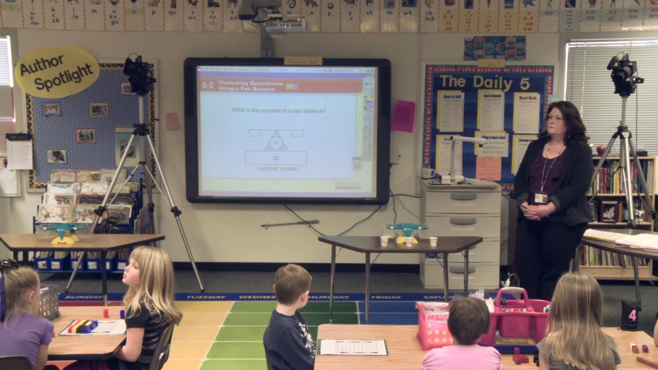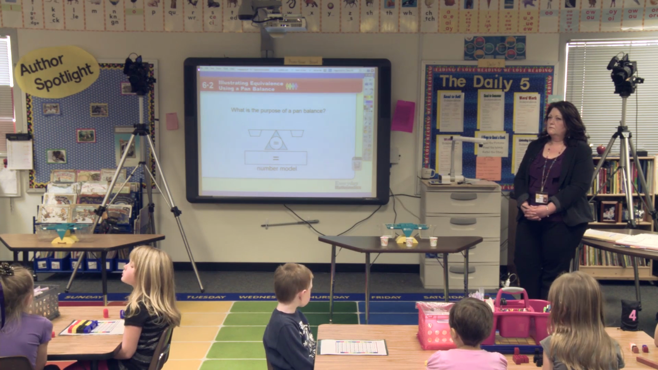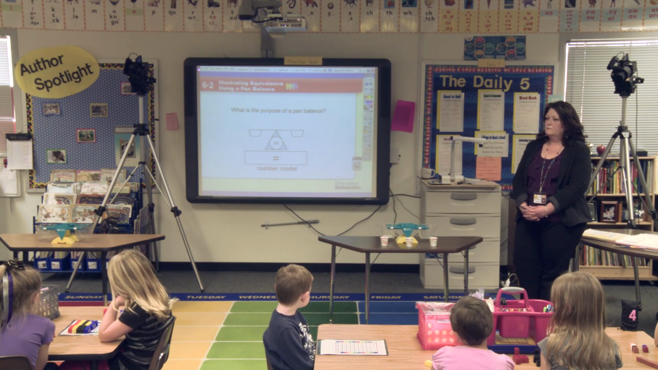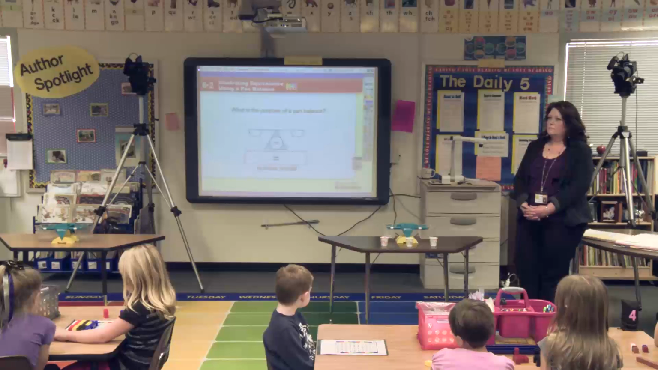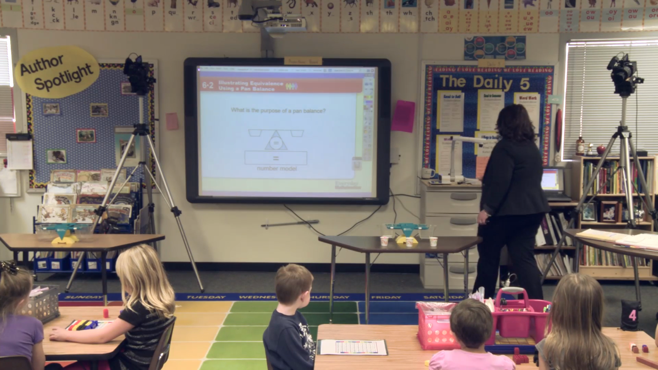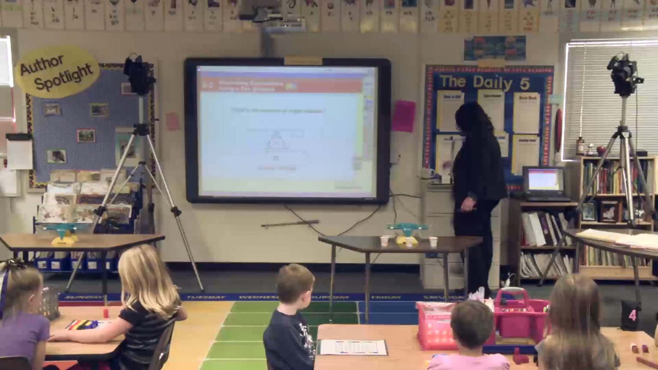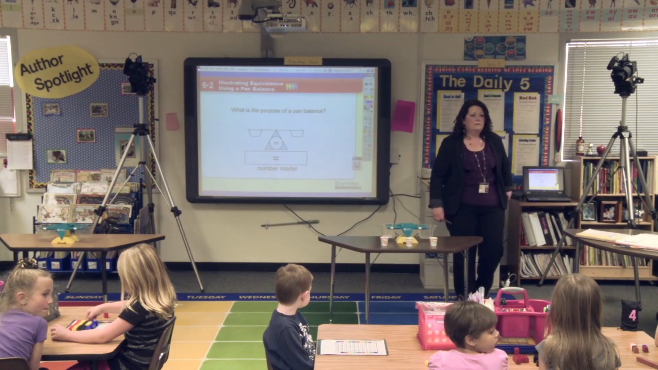So we're going to put Casey's problem and number model onto the pan balance. What would that look like on the pan balance? Ms. Hall, can you post it? Who can tell us what is the purpose of the pan balance? All right, what does it do? Allie, there you are.